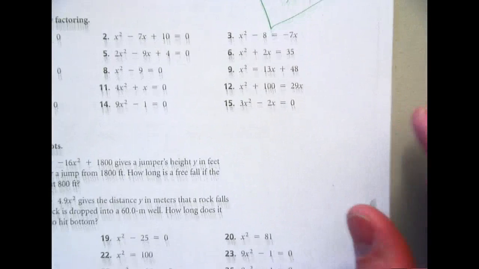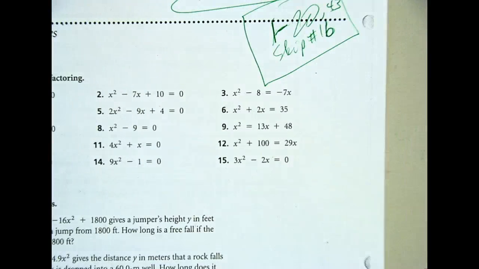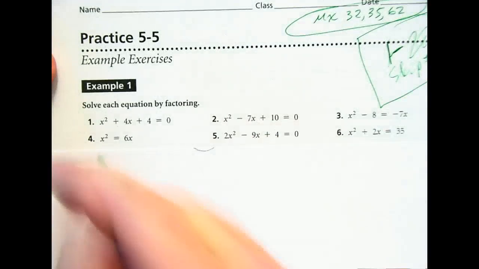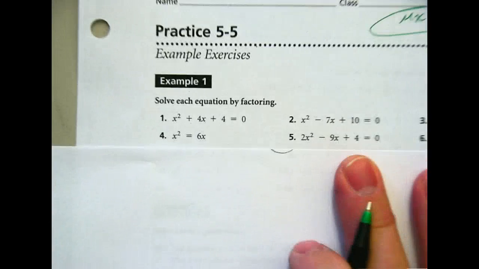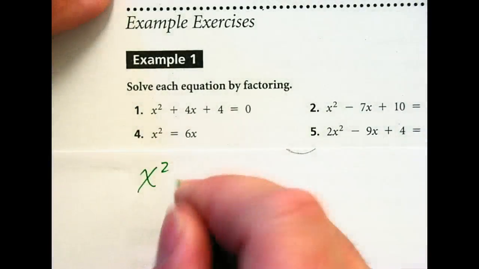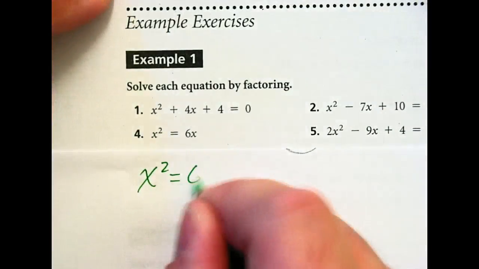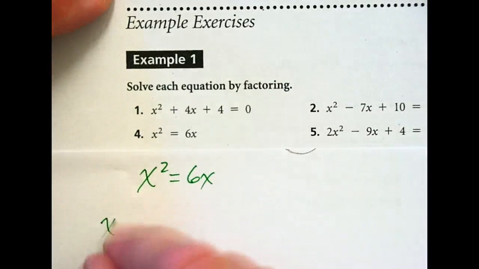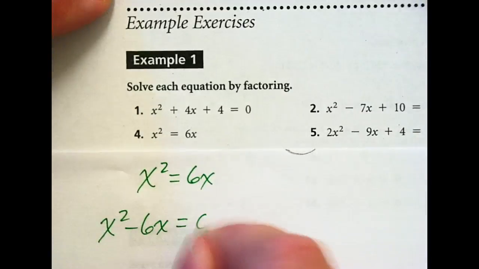I want you to take a look at the one that Miss Aldridge asked about. Okay, so Christy, what was your question again? What do you do if there's no c value? For instance, number 4. Well, I started out the same way. I go x squared equals 6x. This is a special case. And from there, I try to write it in standard form, so x squared minus 6x equals 0.